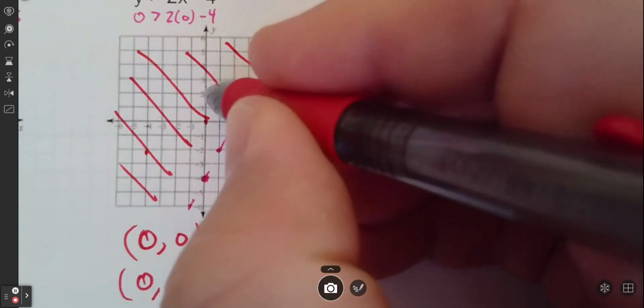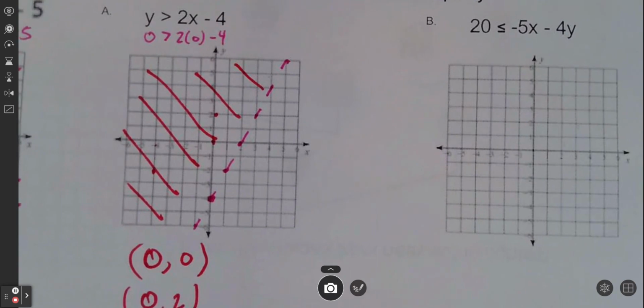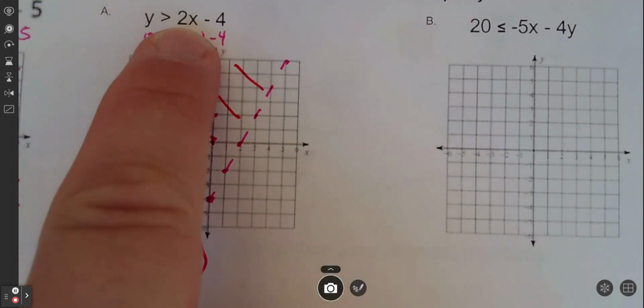-4, -2. So anything at 0, 0, -4, -2, 0, 2, anything over here in the shaded region is something that, if I plug it into here, it's going to work.